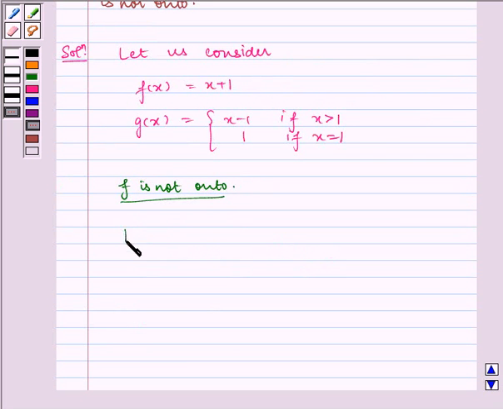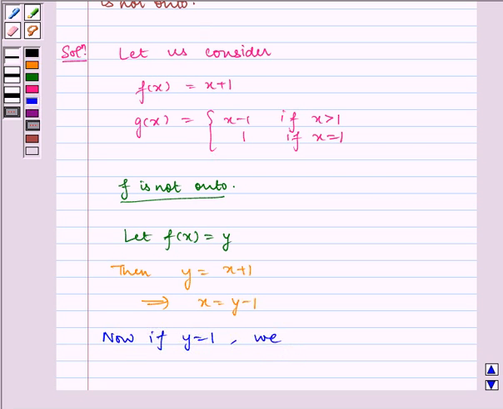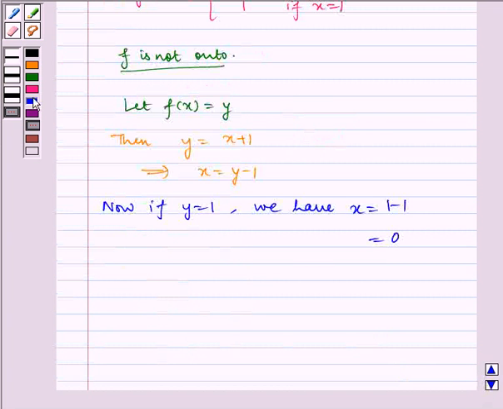For this, let f of x is equal to y, then y is equal to x plus 1, which implies x is equal to y minus 1. Now, if y is equal to 1, we have x is equal to 1 minus 1, which is equal to 0. But 0 is not a natural number. Therefore, f is not onto.